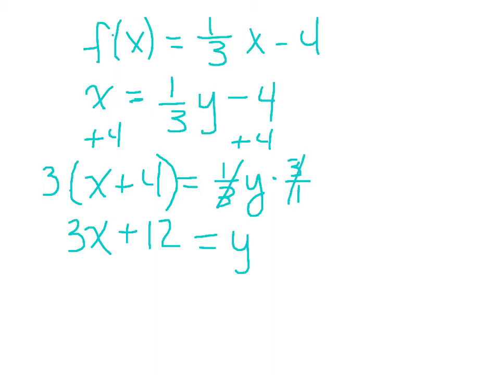And then the final step to have the inverse equation is just going to be to write it in inverse notation. And inverse notation is f with the little -1 that looks like an exponent, of x equals 3x plus 12. So f inverse of x equals 3x plus 12.